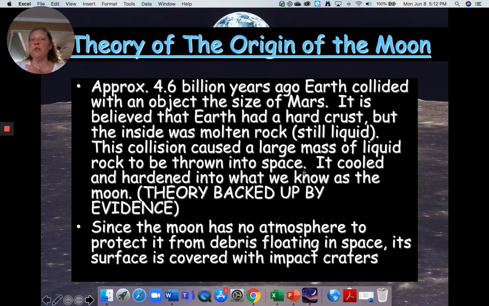Approximately 4.6 billion years ago, Earth collided with an object about the size of Mars. Mars is about a quarter of the size of us. It's believed that the Earth had a hard crust, but the inside was mostly still molten rock. So when it hit, it was like a water balloon, the shell broke and all this liquid hot magma came out, and got caught up in our gravitational field, and all this material coagulated, and that's how the moon was born. So the moon, they believe, was born of Earth.